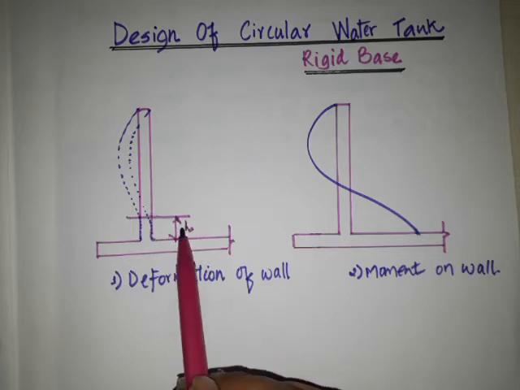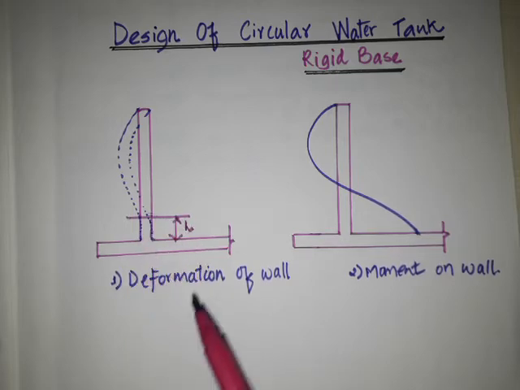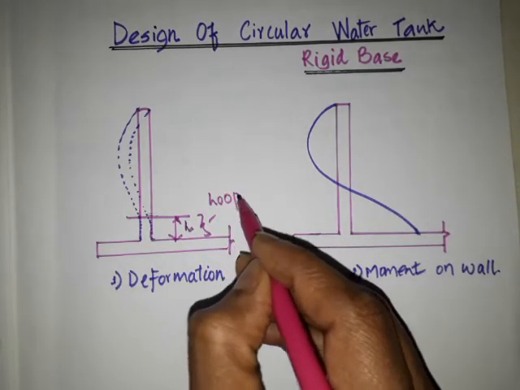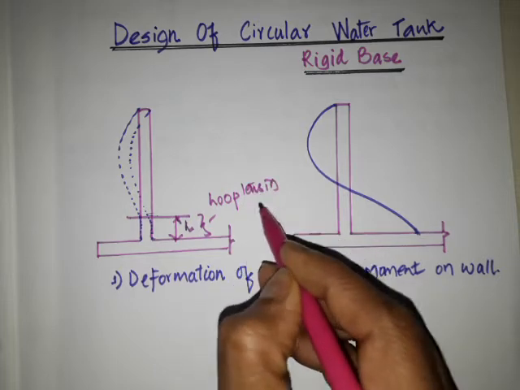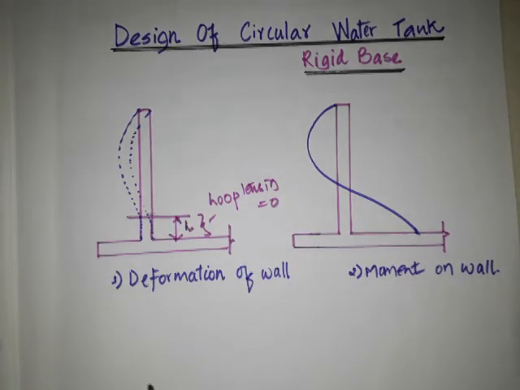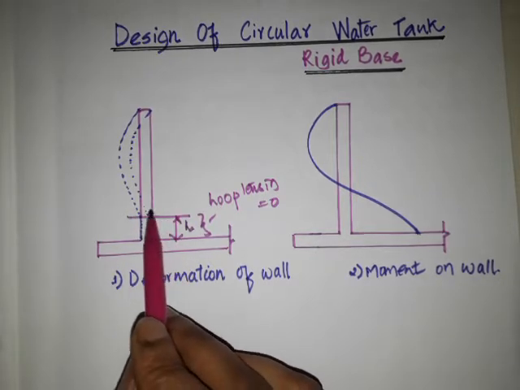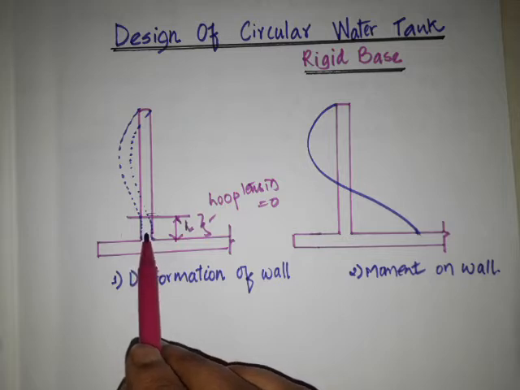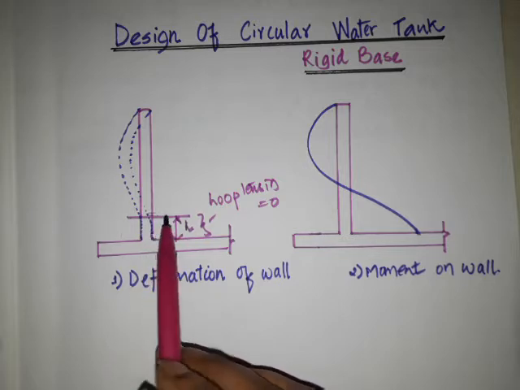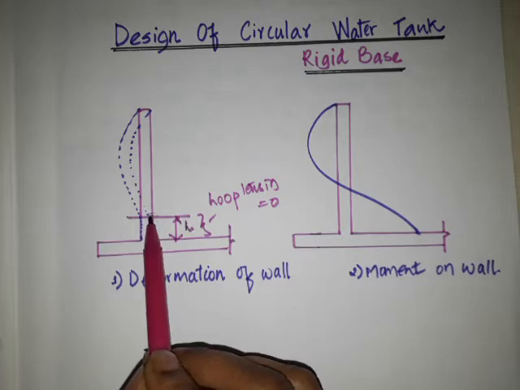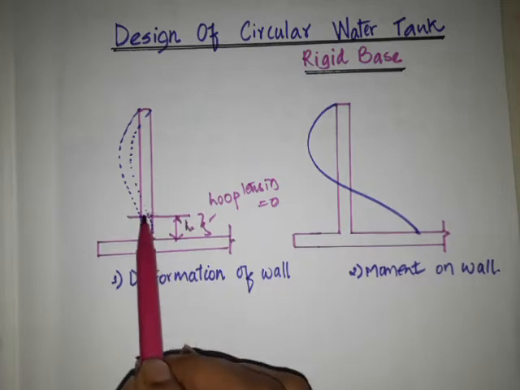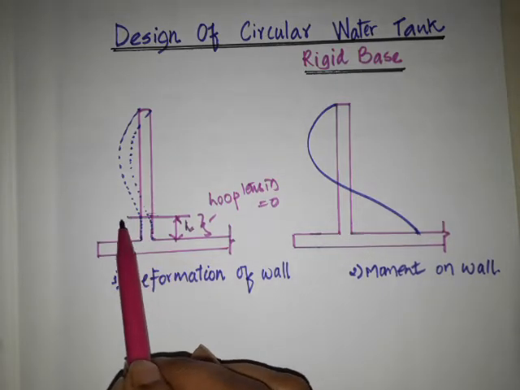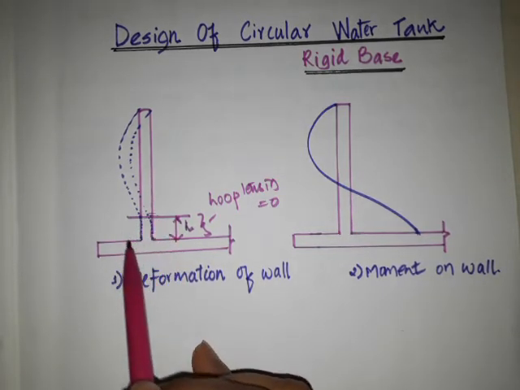Because of that, at the junction the hoop tension will be 0. There will be no hoop tension at the junction of the wall. At this level, or up to this area, the hoop tension will be 0. But the entire liquid pressure, whatever the water pressure is, will be resisted by the cantilever action in the vertical direction.